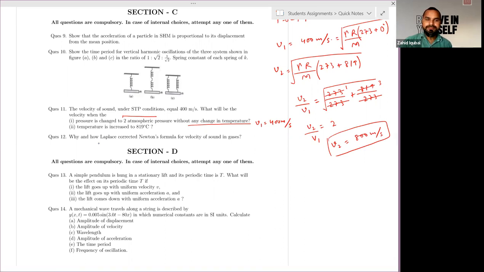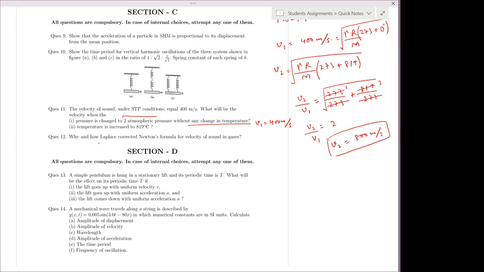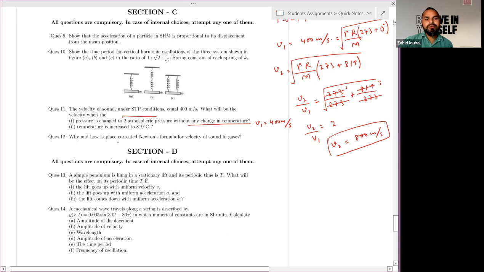Okay, Saifullah? Sorry, sir, I was not able to hear you. This is directly from your notes, Laplace correction and Newton's formula of sound.